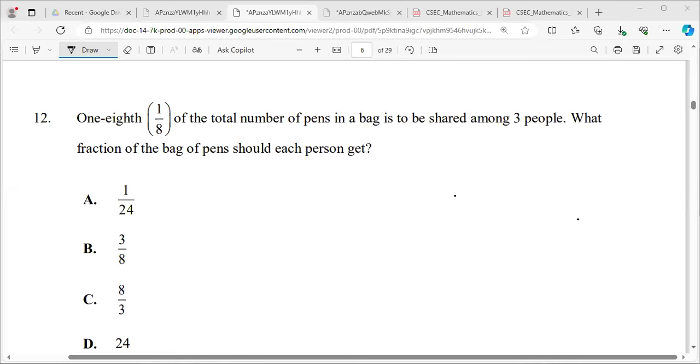So, sir, the sentence says 1/8 of the total number of pens in a bag is to be shared among 3 people. What fraction of the bag of pens should each person get? So the first thing we know, sir, is that 1/8 of the total bag of pens is shared among 3 people, and we already know that share means divide, sir. So the first thing that we're going to do, sir, is divide 1/8 by 3.